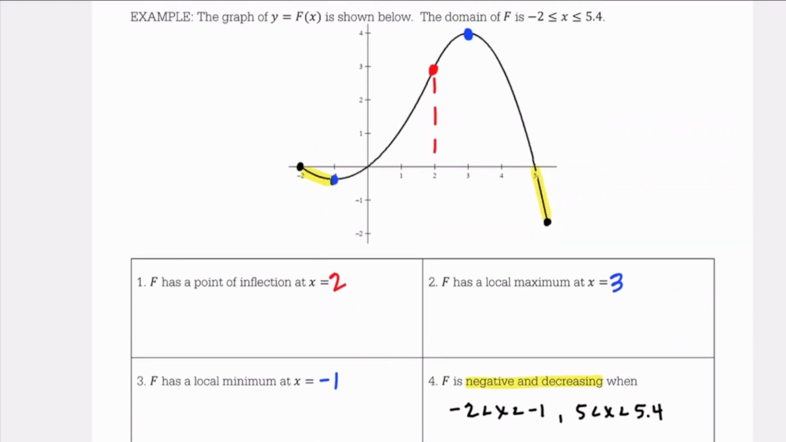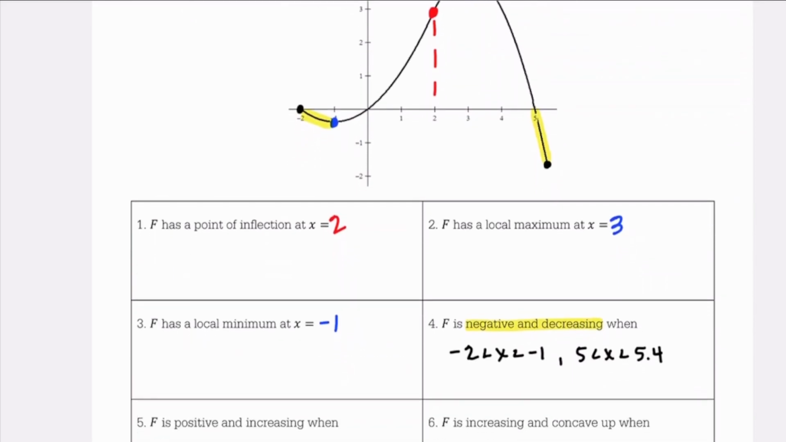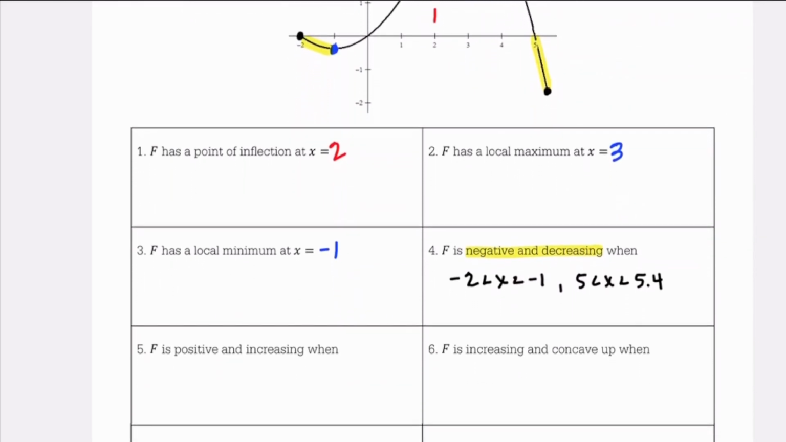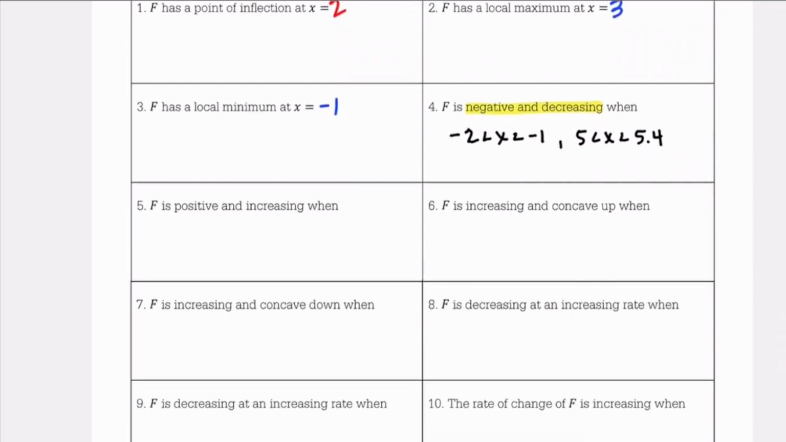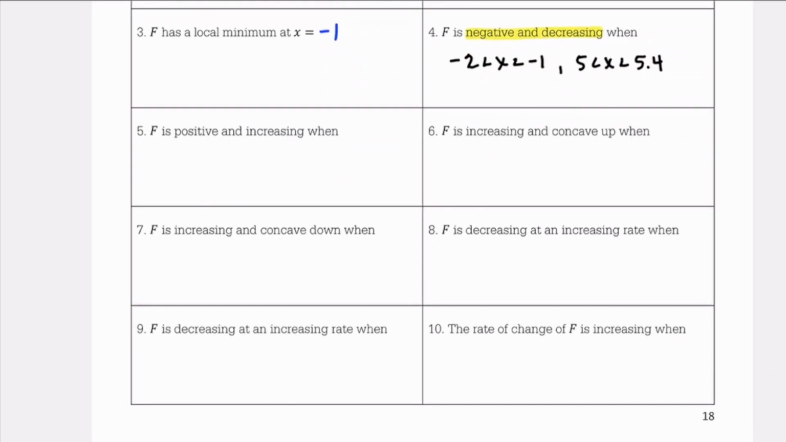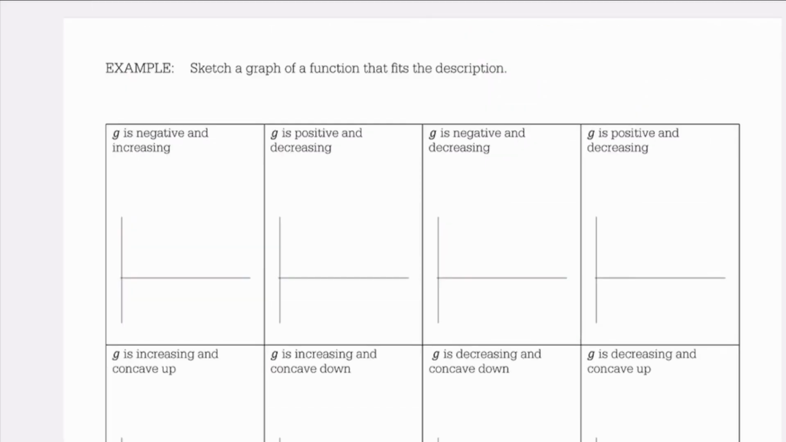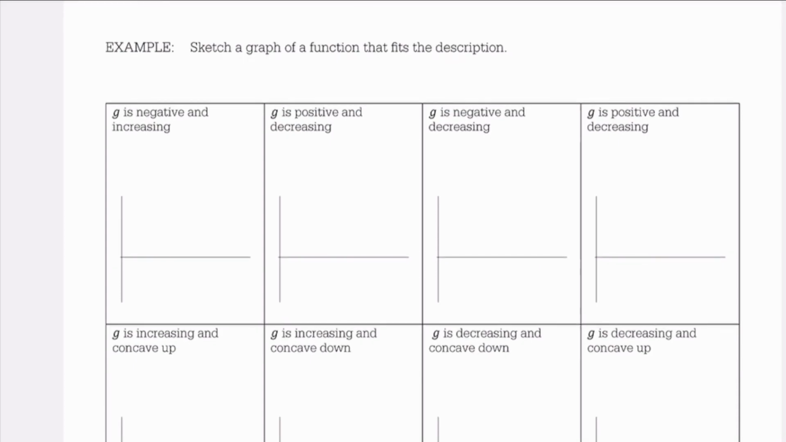Negative and decreasing, we're looking for where the function is both negative, that's below the x-axis, and decreasing, so as I move left to right going downhill, so that's from negative 2 to negative 1, and from 5 to the edge of the graph, which is evidently 5.4. All right, positive and increasing, and here we start to add things together at the same time. And so I'm going to come back to these in just a second, after I move forward to the next page, page 19.